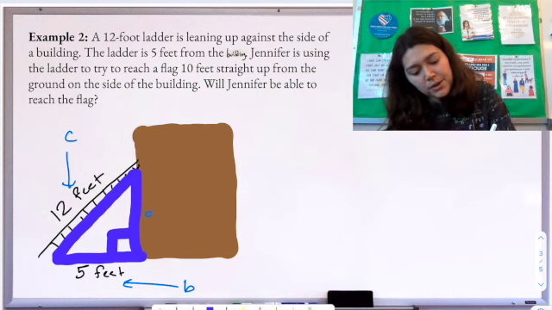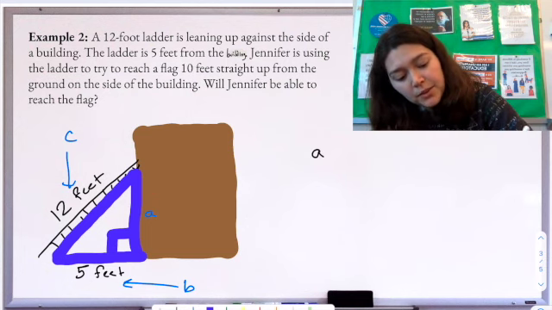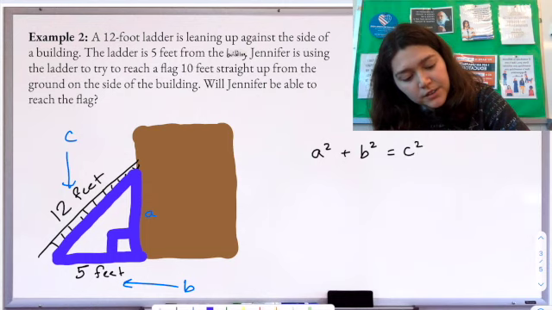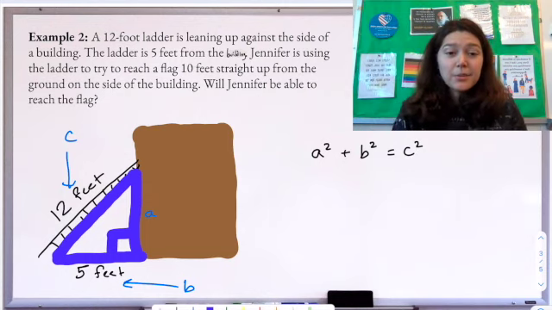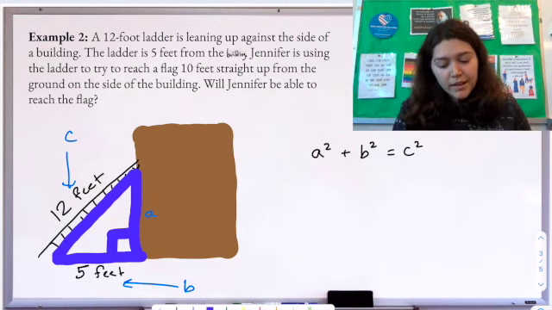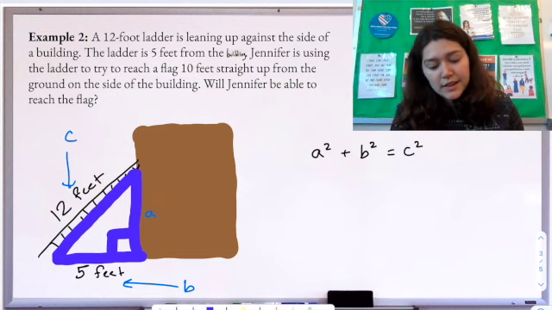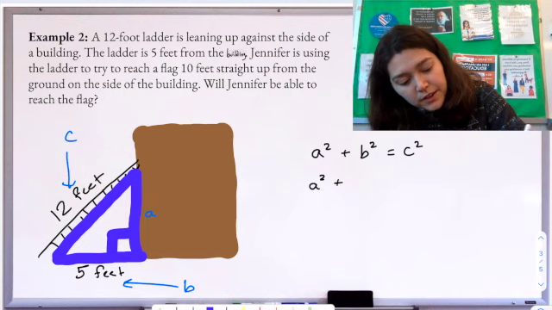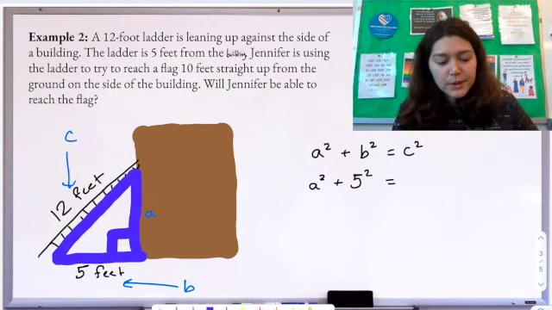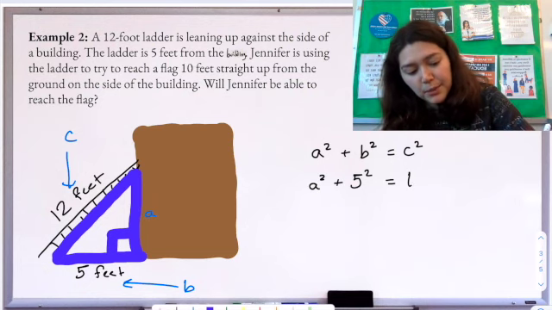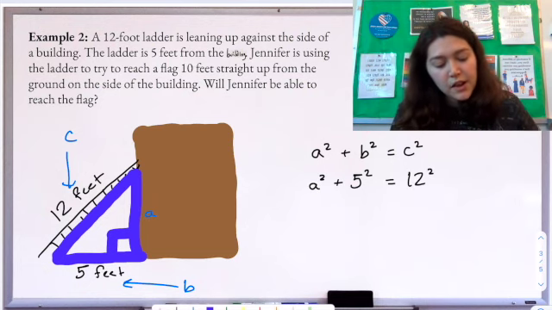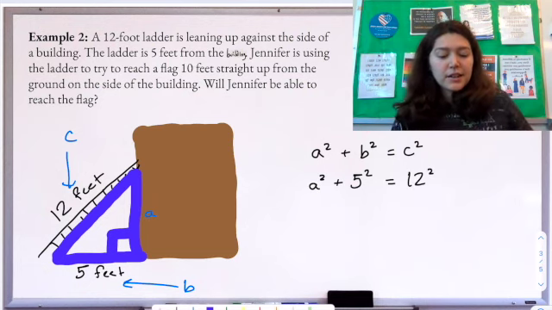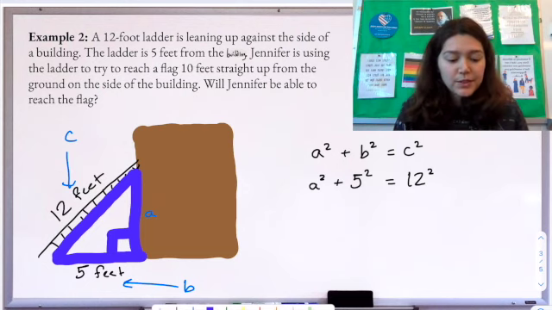So let's begin by writing down the Pythagorean Theorem. We have A squared plus B squared equals C squared. And then I'm going to substitute in my given information. So I don't know what A is. That is one of my legs. But I do know B, the other leg, is 5 feet. So that's going to be substituted in for B. And then I know C, the hypotenuse, is 12. Okay, so I get A squared plus 5 squared equals 12 squared.